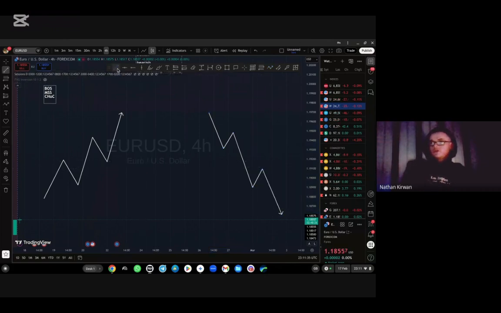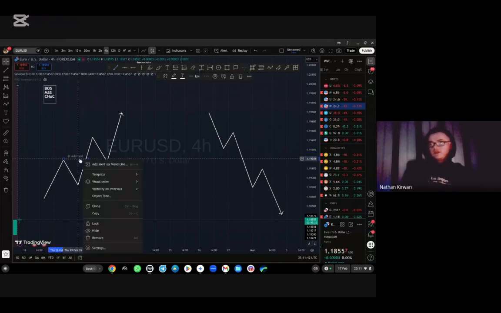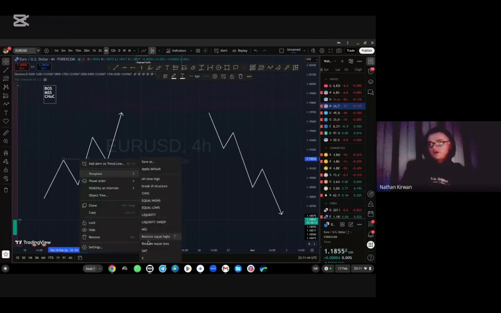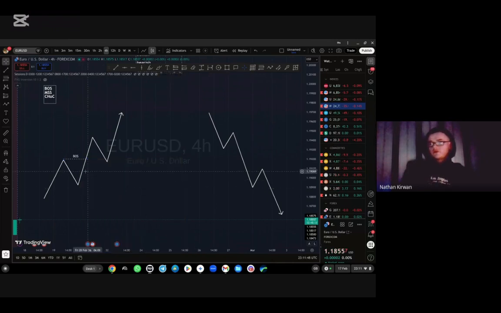Your break of structure is when price breaks past the previous high and creates a new high. So this here is your break of structure, and then on the way down, this is going to be a break of structure. Why is this your break of structure? Simply put, it's a continuation thing.